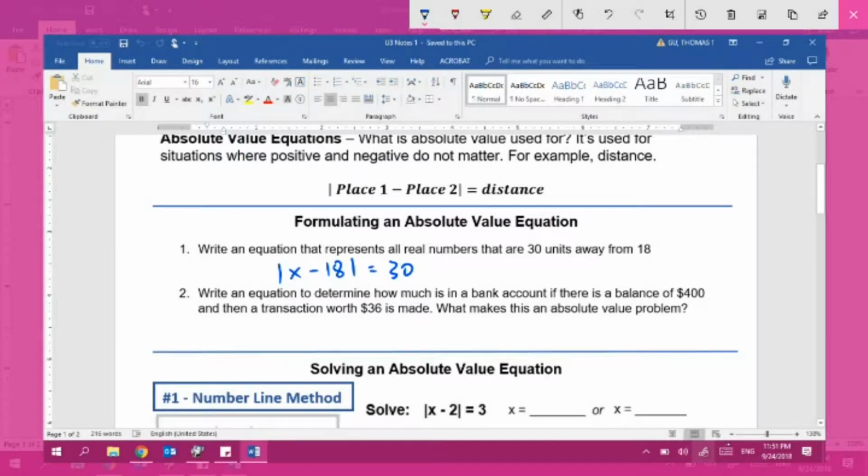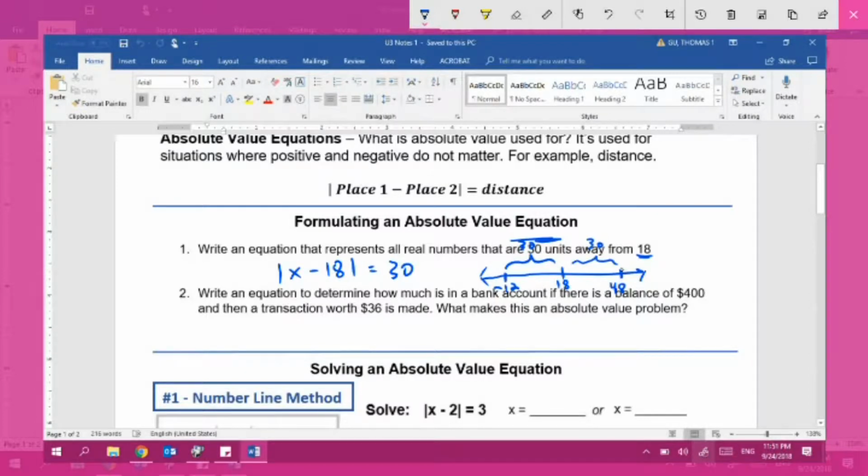Now, why is that? If I had a number line like this, and we're talking about units away from 18, so 18 is my center. I'm talking about 30 units away, so this space is 30 units, and this is 30 units. What could x be? If I went 30 units to the left in the negative direction, I would have -12. And if I went 30 units the opposite direction, positive, I would have 48. Those are my possible x values.